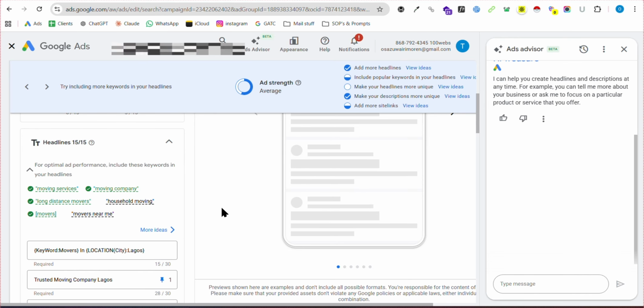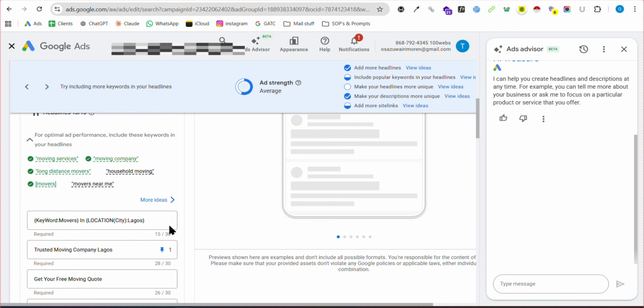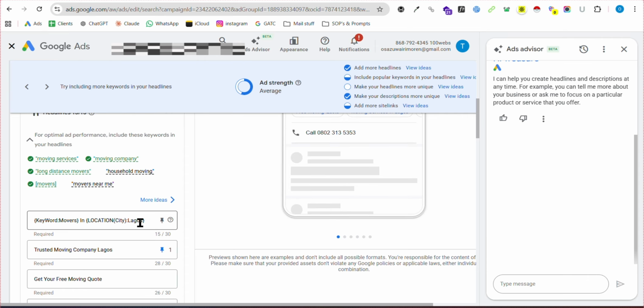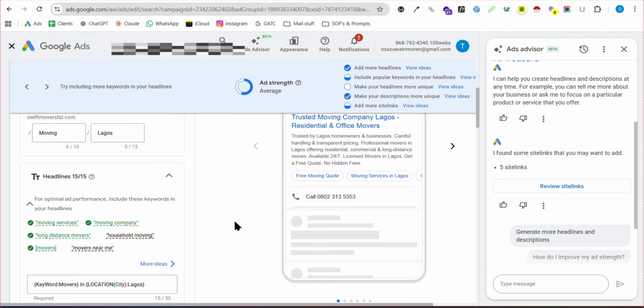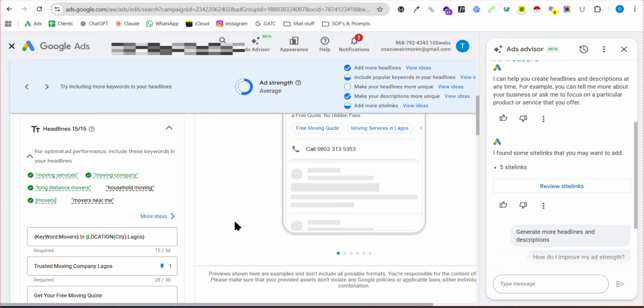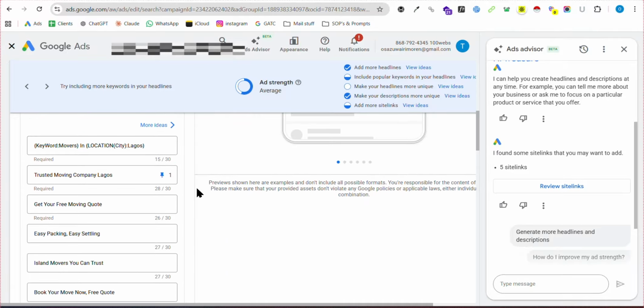So yeah, as you can see, I made use of what we call keyword insertions and location insertions to increase the click-through rate. Think about it. If you are searching for something and the first ad you see has the exact keyword you typed in, you're more likely to click it, right? Because you think that that is going to solve your problem. So that's what really increases the click-through rates. Yeah, I also pinned this one.